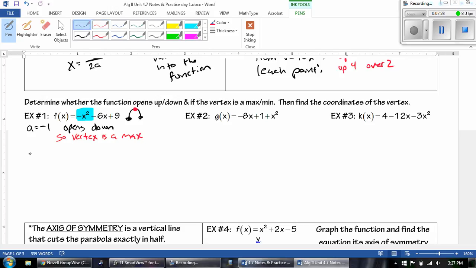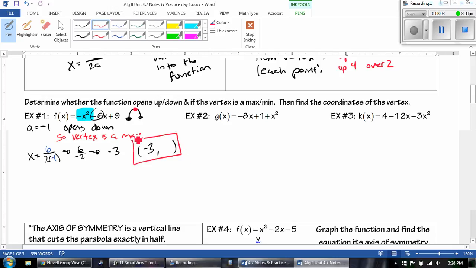So to find the vertex, we say that x equals the opposite of b. It's a -6, so we've got to have a +6, all divided by 2a. And we said that a is -1. So as we're solving this, 6 on the top, 2 times -1 is -2. So 6 divided by -2 is -3. Okay, so this is nice. In my final answer, I know that my x value is -3. I just have to figure out what my y value is now.